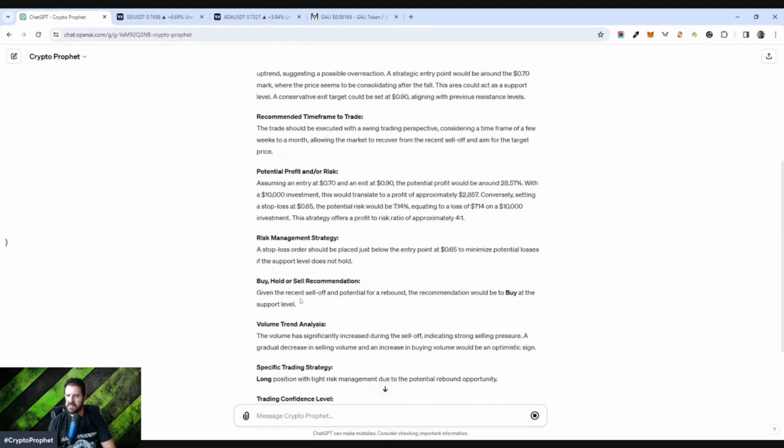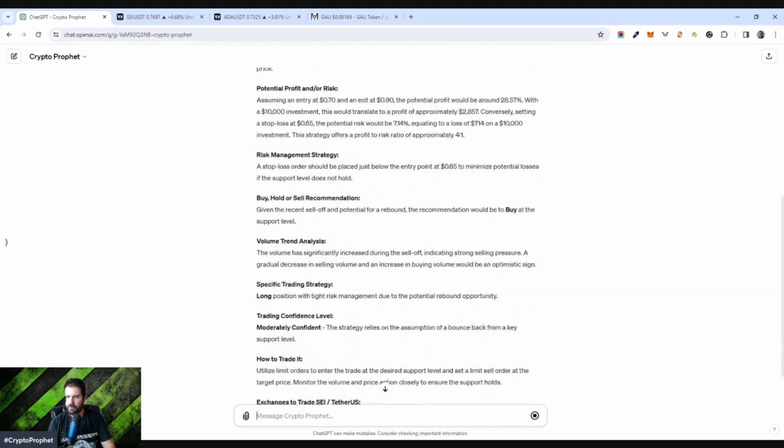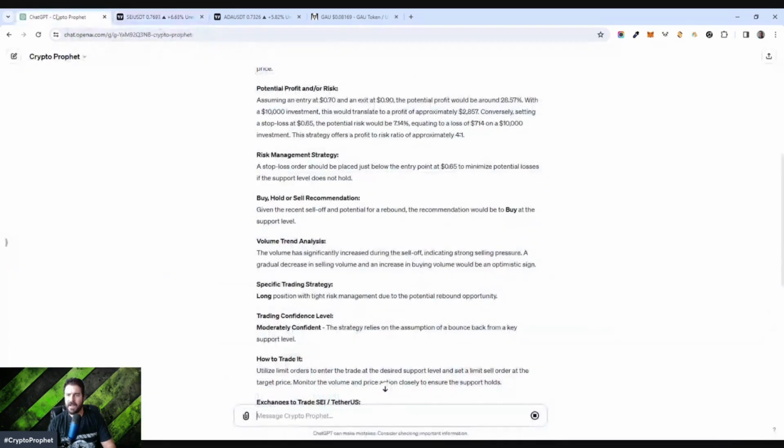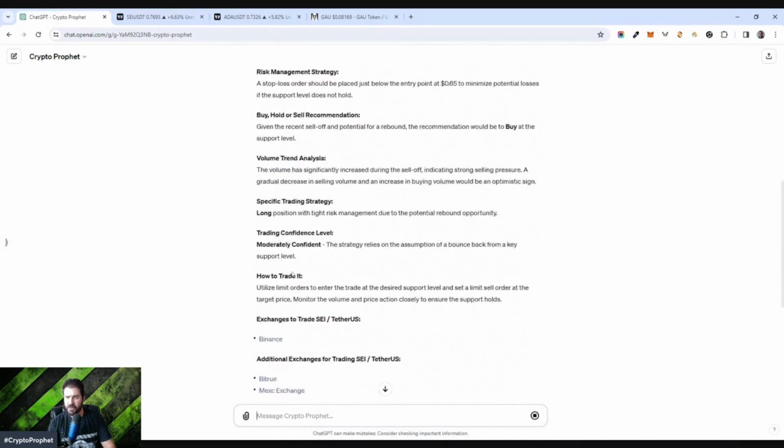And then it gives buy, sell, hold recommendations. This says, given the recent sell-off, for a rebound the recommendation would be a buy at the support level. It says volume trend analysis. The volume has significantly increased during the sell-off, indicating strong selling pressure. A gradual decrease in selling volume and an increase in buying volume would be an optimistic sign, right? I think we're starting to see that, as it's going up now, we're getting a bit more buying, and the volume for buying should actually be going up.